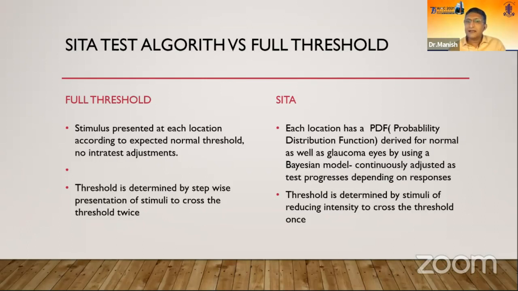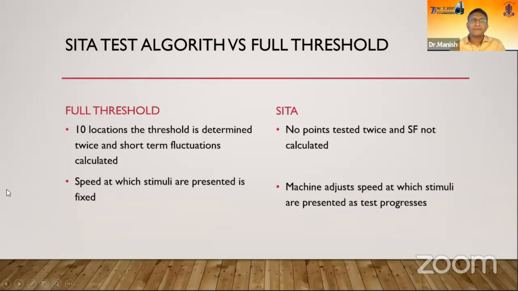Whereas in SITA, it is done by reducing the intensity, and the threshold is crossed only once. So the testing time really comes down with the SITA test. And in the full threshold, additionally, 10 points are tested twice to give you short-term fluctuation. And then it was found that this short-term fluctuation did not add much value to your field interpretation. And therefore, in SITA, there is no point which is tested twice, and you do not get the short-term fluctuation.